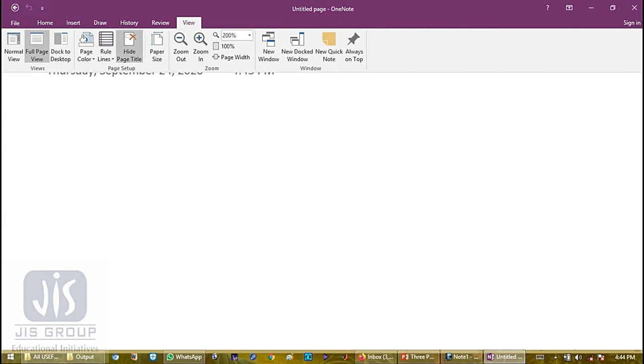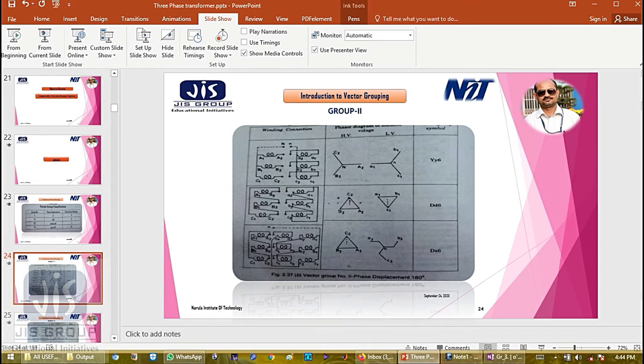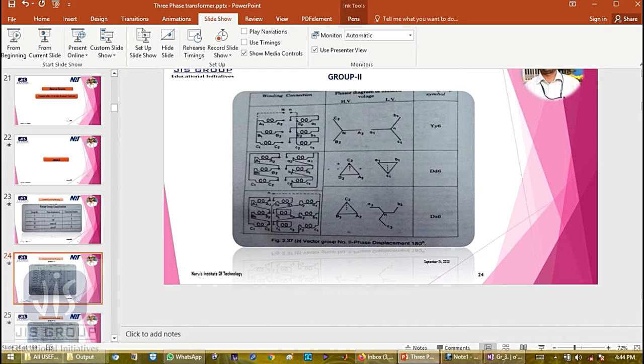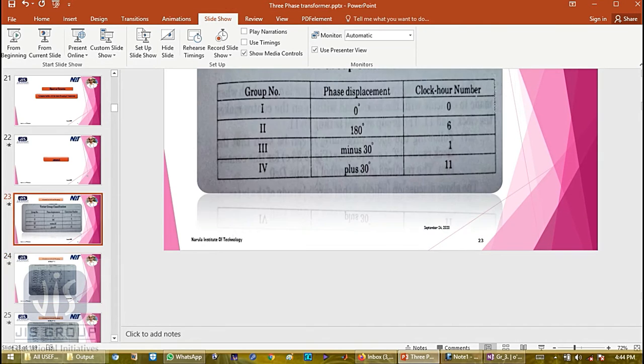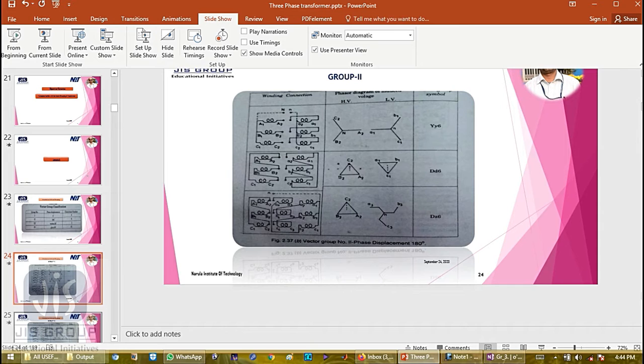Okay, so now move to group 3. This is my 1 o'clock position. So in the 1 o'clock position, this is my group 2, so this is most probably group 3. Yes, this is group 3.